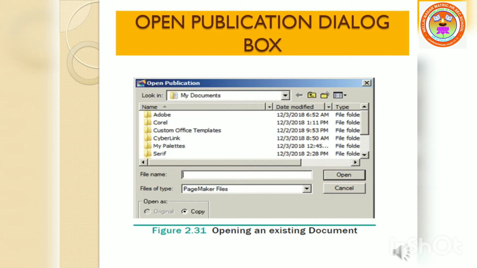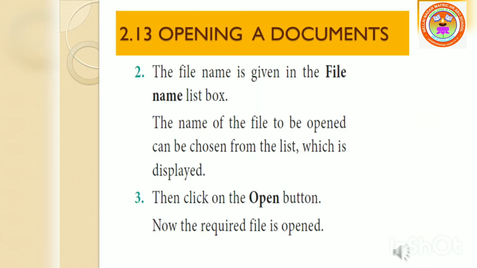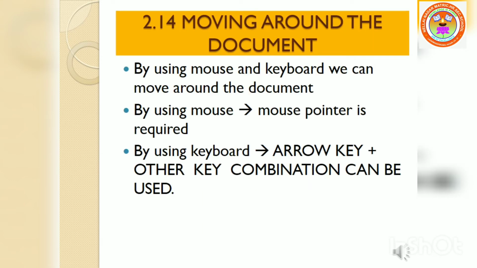You can open an existing document only. See, the file name is given in the file name list box. The name of the file to be opened can be chosen from the list. Whichever file you want, you can choose from the list which is displayed. Then click the Open button. Now the required file is opened.